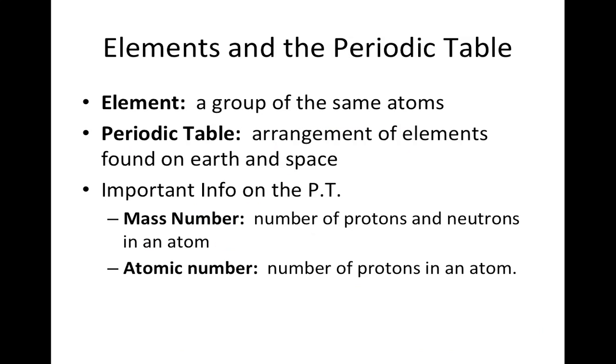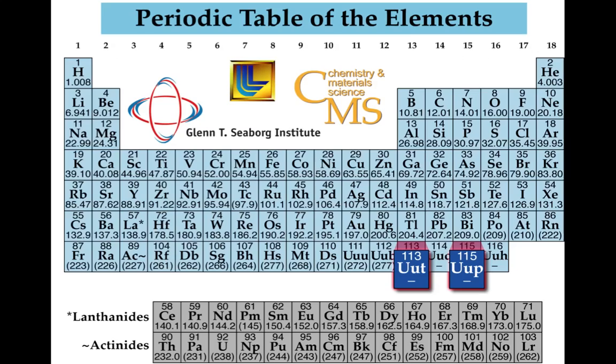So we know that elements are a group of the same atoms. Well, there's a table called the periodic table, which is the arrangement of elements that are found both on Earth and in space. So all the known elements are placed on this table. Important information found on the periodic table are two numbers: the mass number, which equates to the number of protons and neutrons in an atom, and the atomic number, which is the number of protons in an atom.